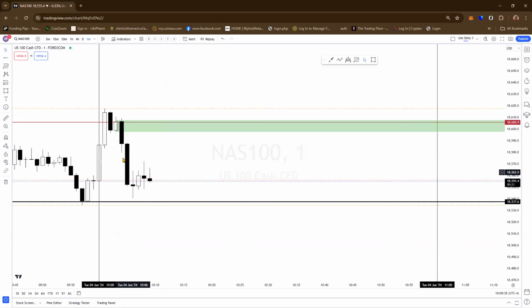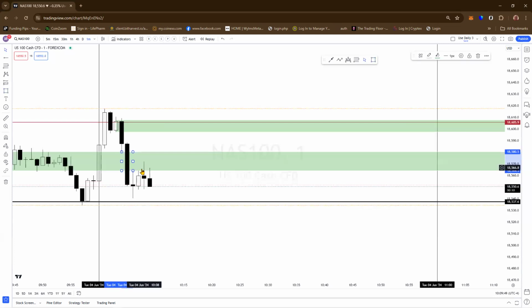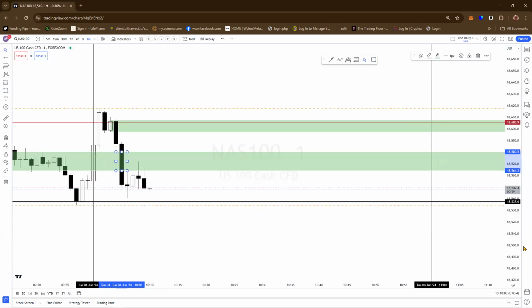Now, typically, this is another order block right here. So it did come up and bounce off this order block, and then we have a doji right here. So I'm going to go ahead and place a trade right now for a sell. Let's see if we can carry that down.